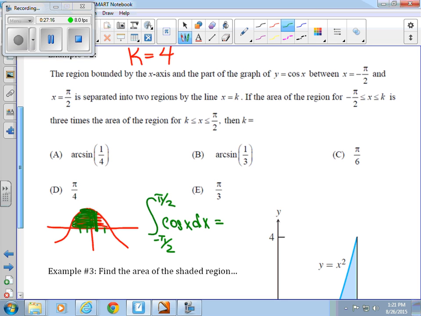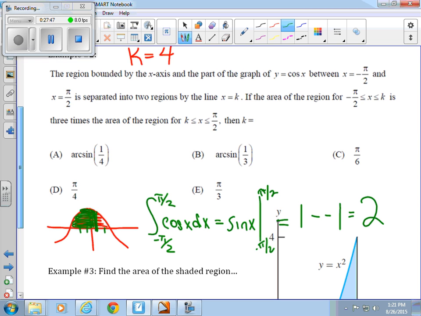What's the antiderivative of cosine of x? From negative pi over 2 to pi over 2. What is the sine of pi over 2? 1. What is the sine of negative pi over 2? So what is 1 minus negative 1? So the whole area is 2 units.